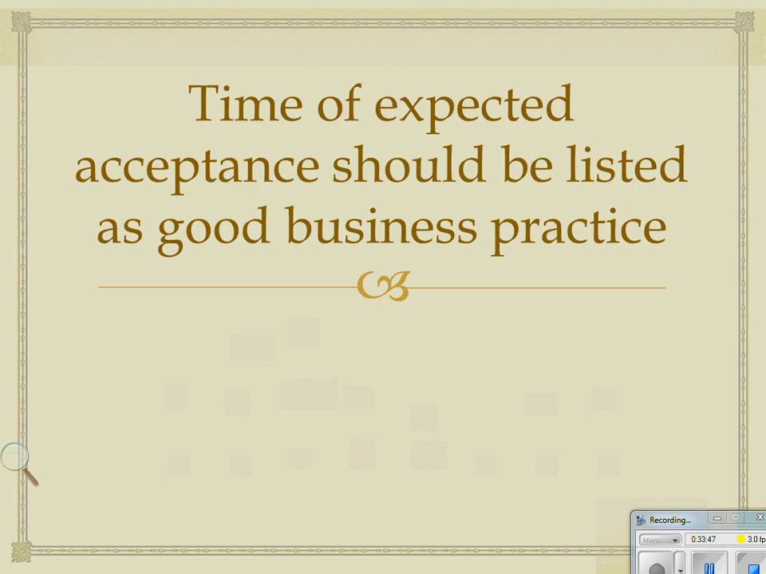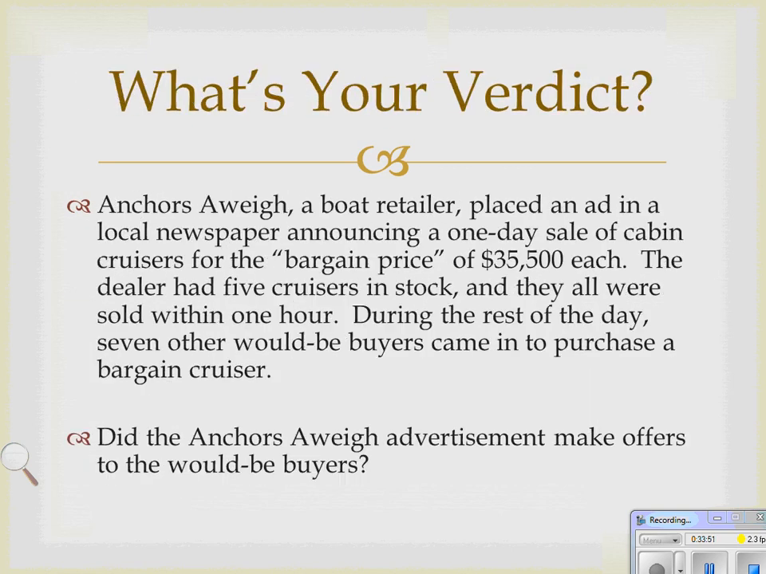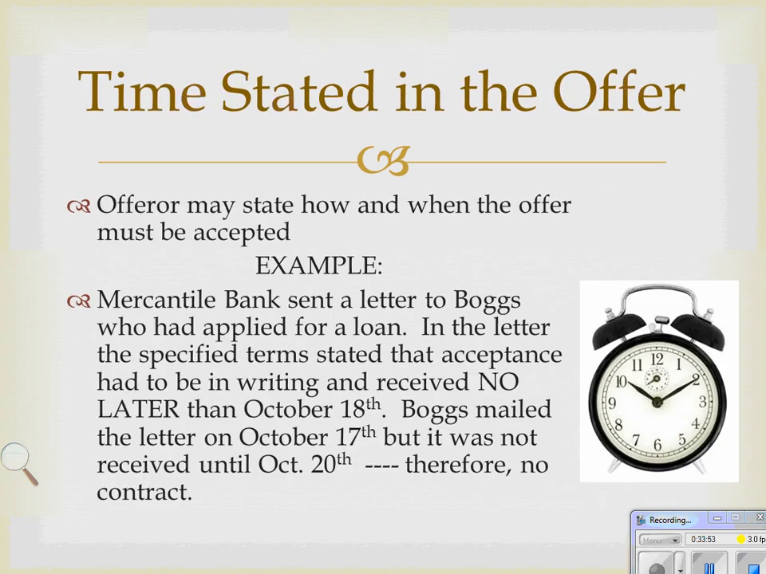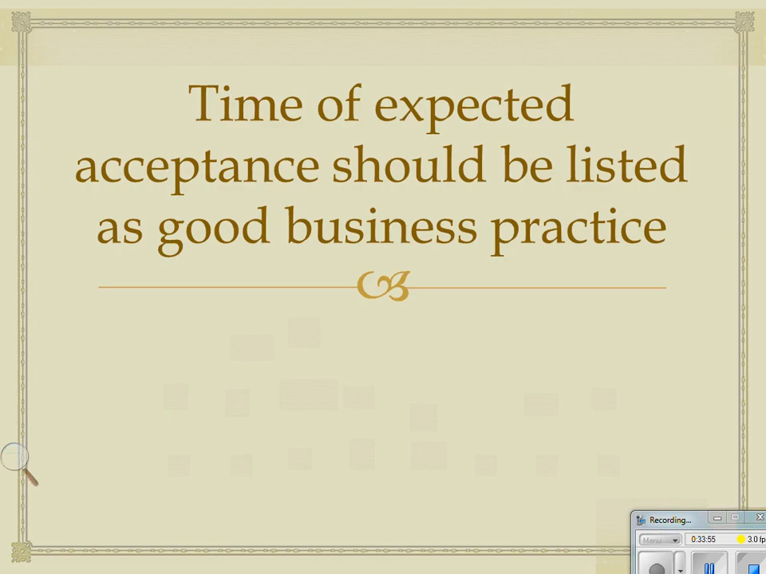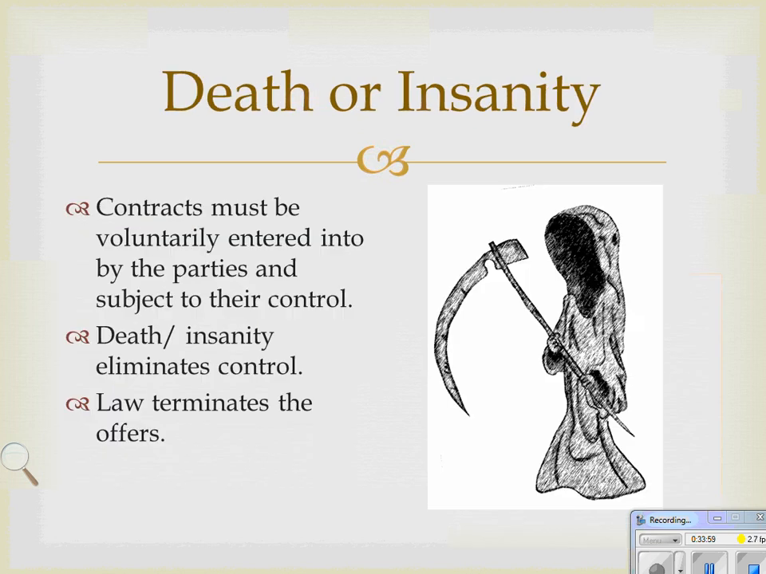So far, just to be clear here, we have revocation, rejection, and counteroffer. Lastly, we have death or insanity. The contract must be voluntarily entered into by both parties. It has to be under their control. If I'm dead, I'm no longer in charge of that. Therefore, the offer dies with me.